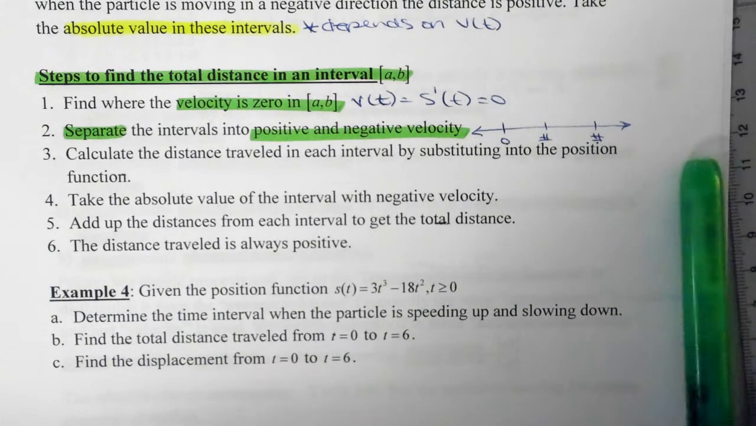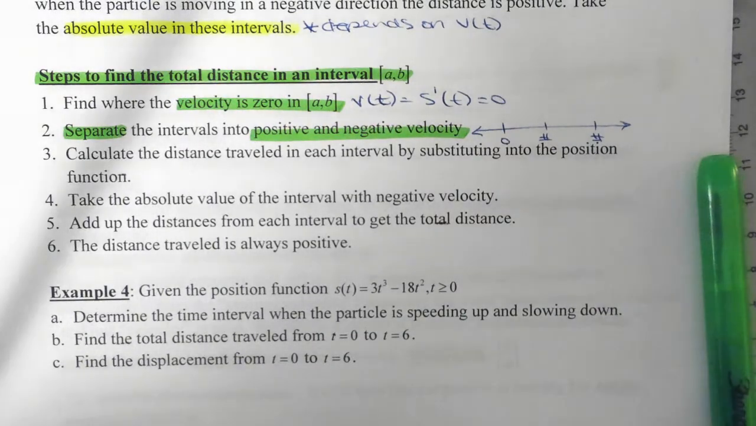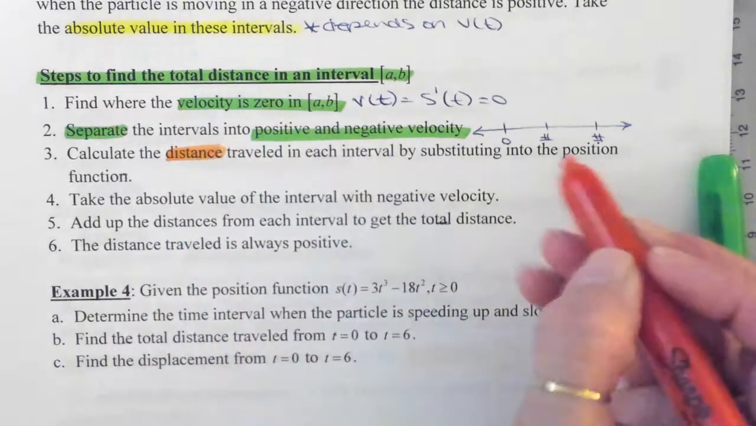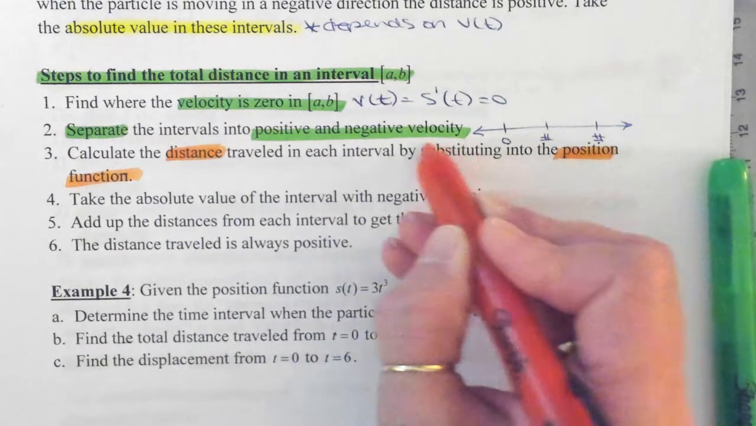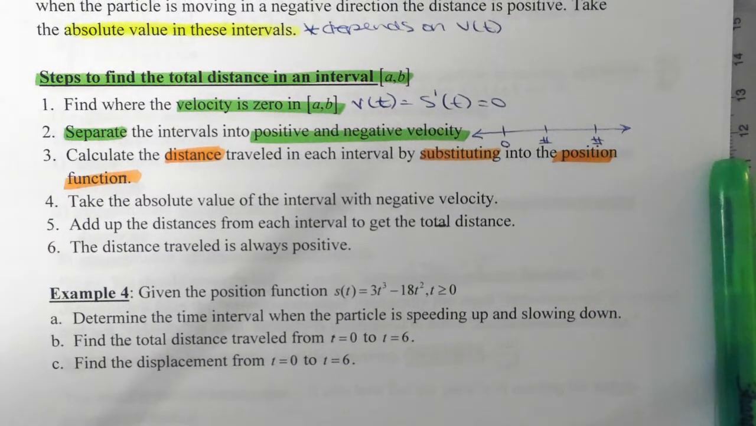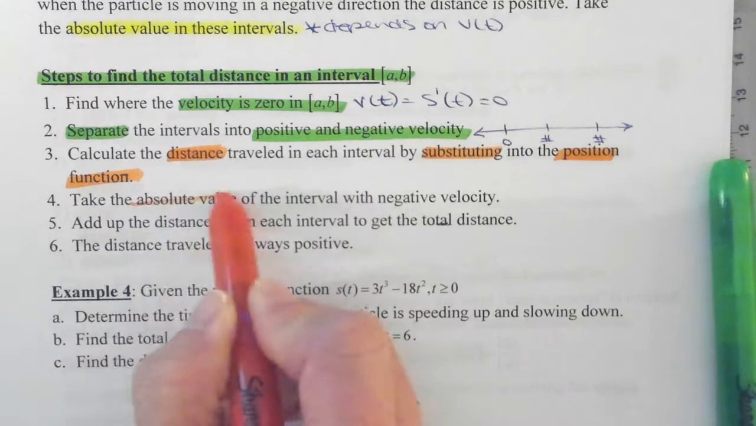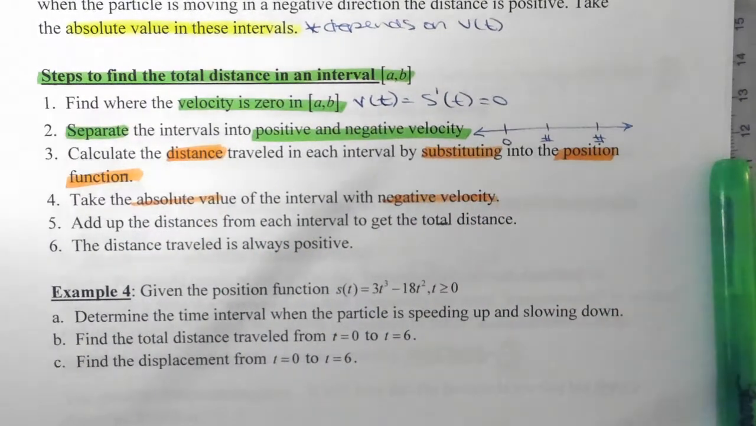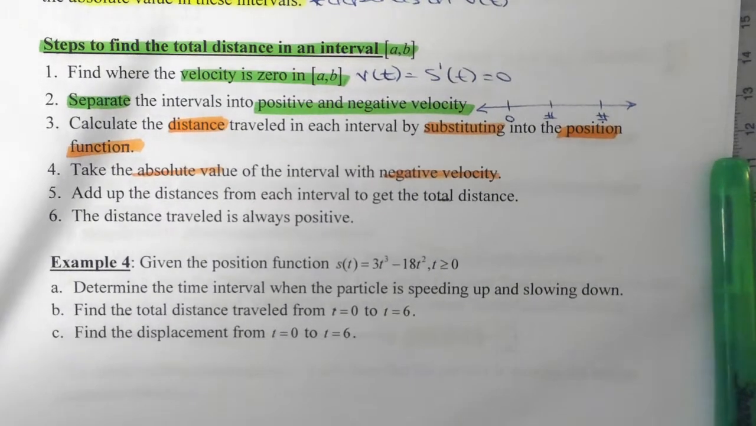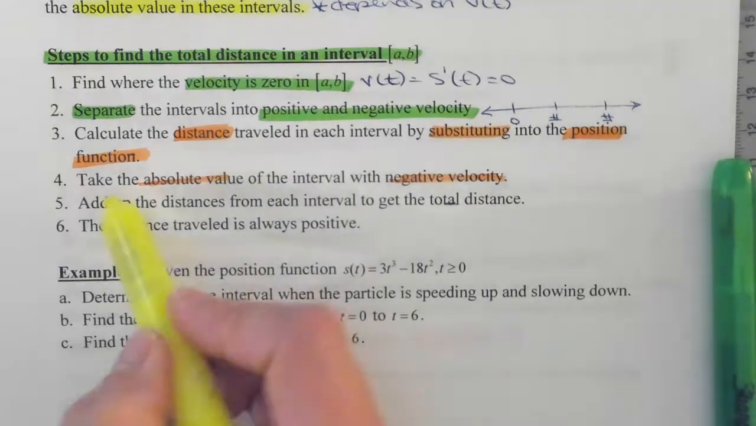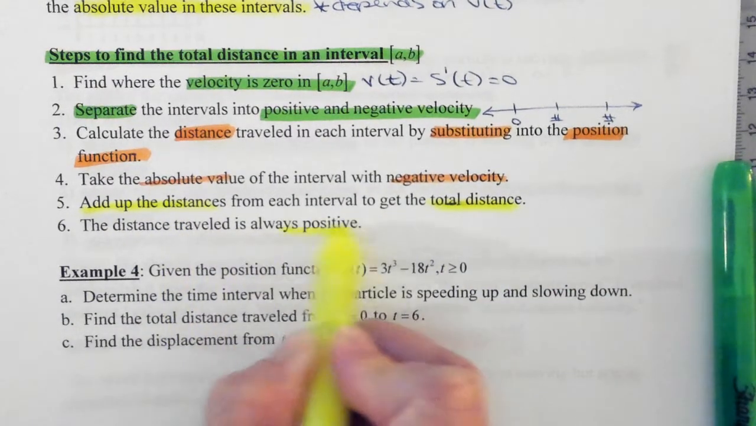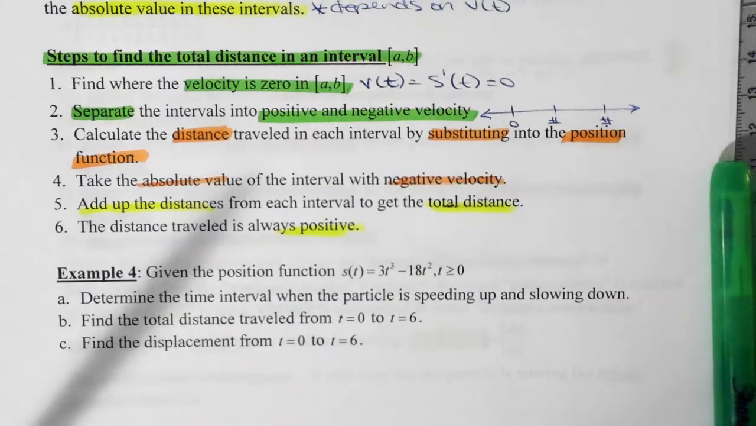Then you will calculate the distance traveled by substituting into the position function. And you will take the absolute value of the interval with the negative velocity. Remember, because you can't have a negative distance. And then you'll add up all the distances to get the total distance. And then just keep in mind that your distance traveled is always positive.